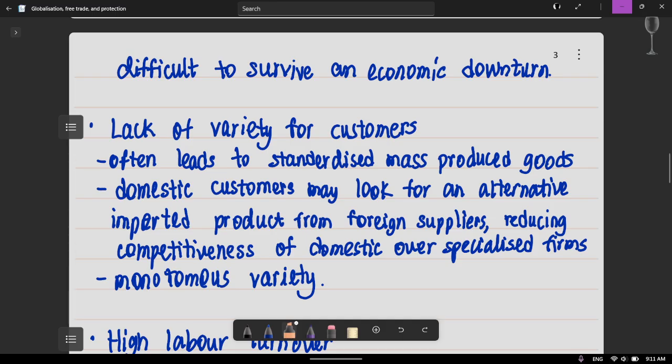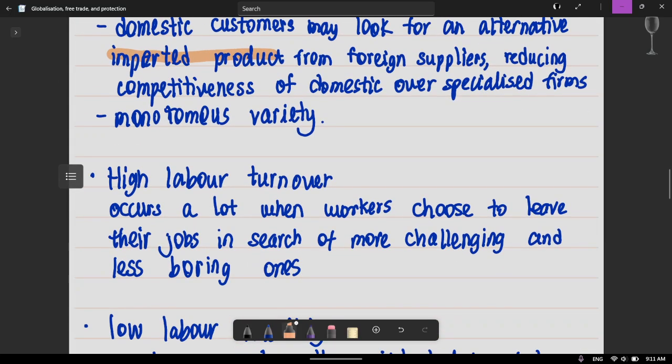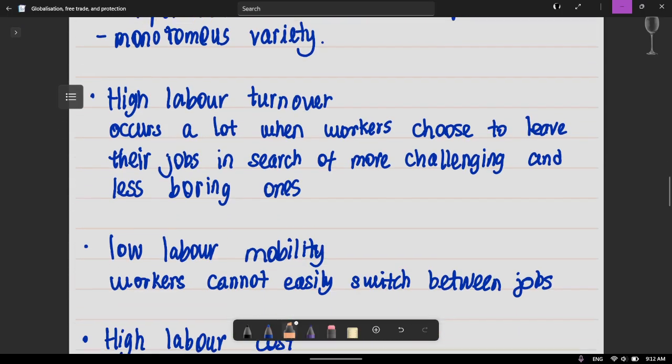So it often leads to standardized mass produced goods. Domestic customers look for an alternative, maybe imported products or maybe even products in the domestic economy from foreign suppliers, reducing competitiveness of domestic over specialized firms. So there's monotonous variety.